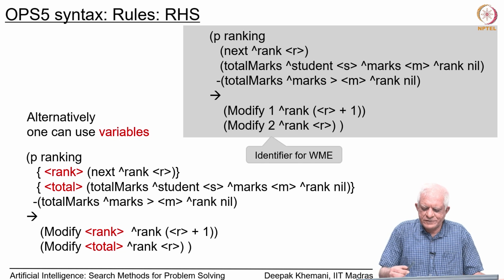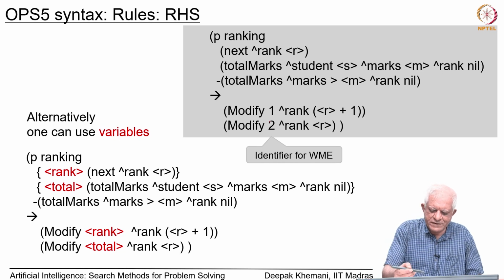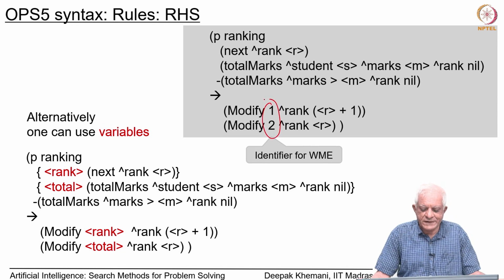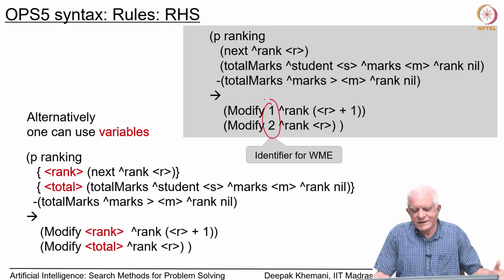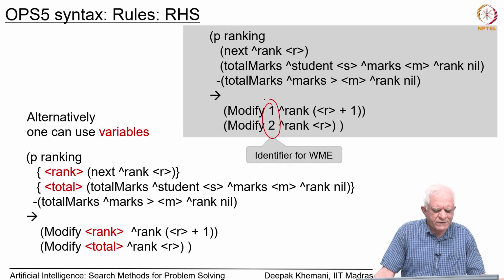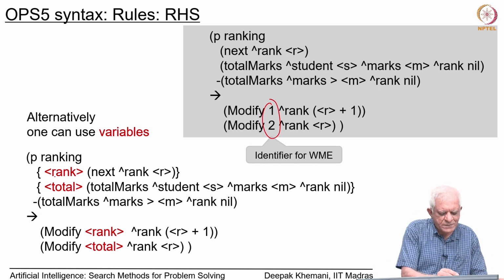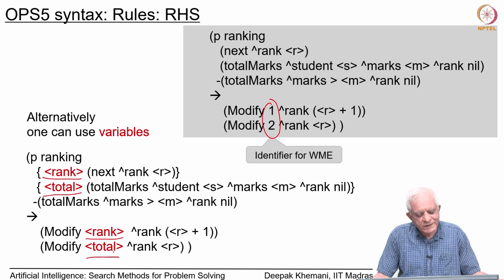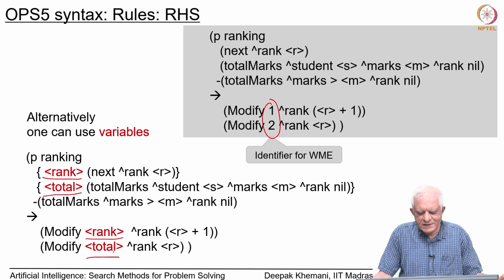We said that we can identify which ones to modify or delete using this position in the rule. Alternatively, you can even use variables. So, for example, I can call this record rank, I can call this record total, and I can use those things to say that this is what I want to modify essentially. Remember that modify means I will delete the old record and I will add a new record which has made these changes that we have specified here.